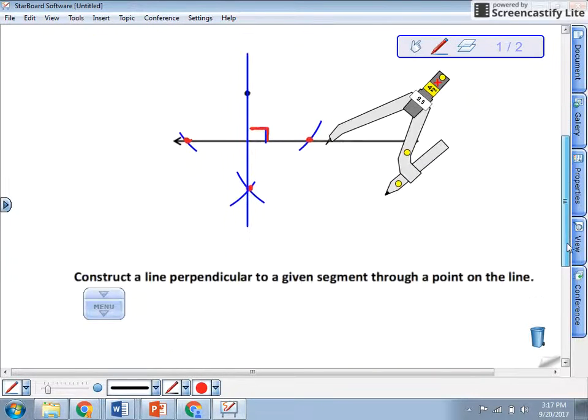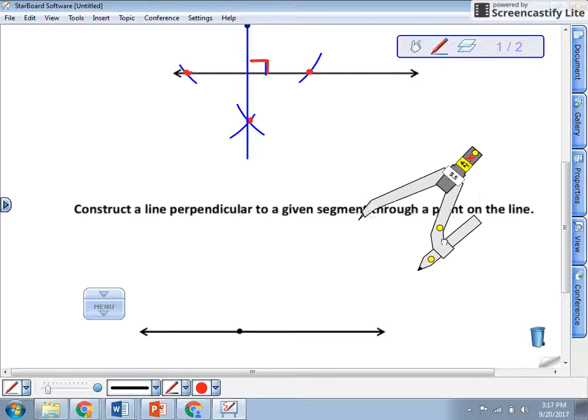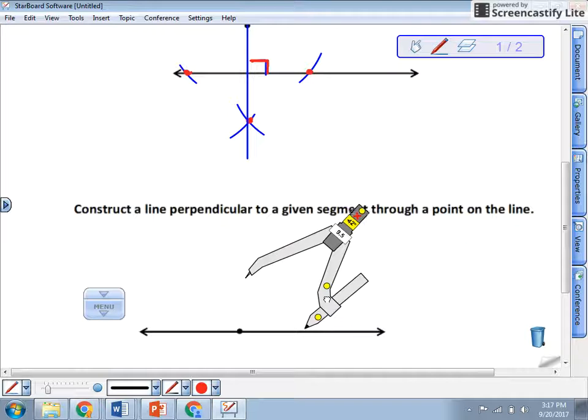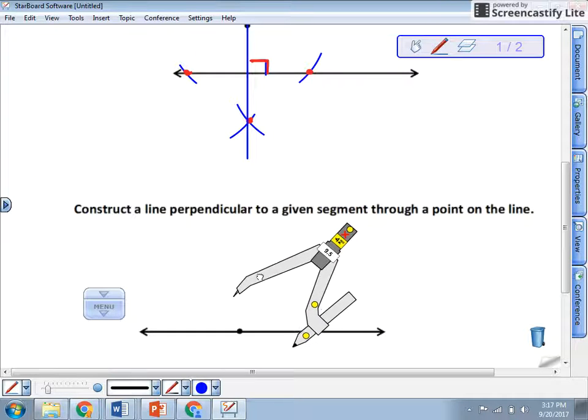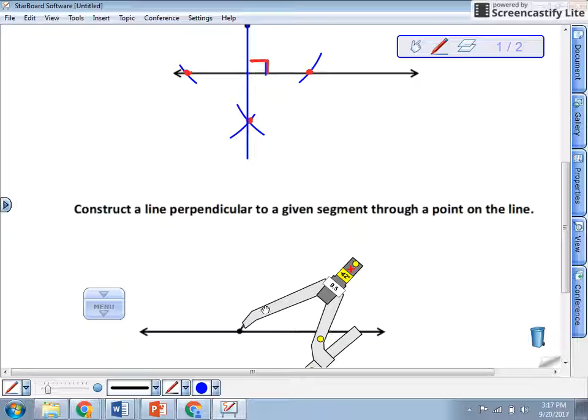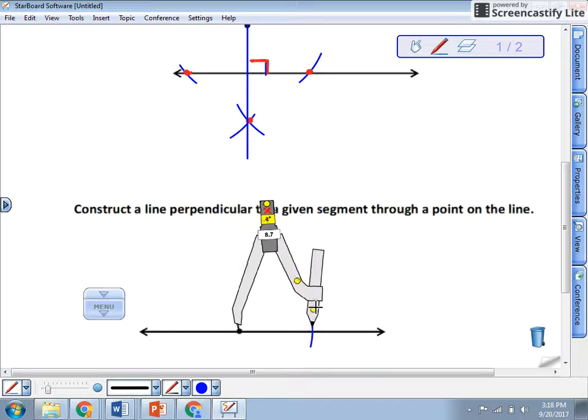Okay, next construction. Perpendicular to a given segment through a point on the line. This one is a little more involved, but not too bad. So what we're going to do is put our pointer on the point that's on the line. We're going to open our compass to any width that we want. I'll go a little more narrow, and we're going to make a mark on each side of the given point.